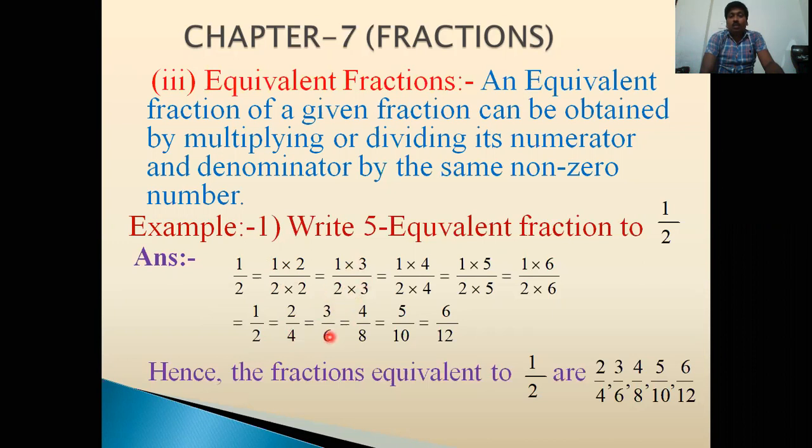2 into 3 is equal to 6. 1 into 4 is equal to 4. 2 into 4 is equal to 8. 1 into 5 is equal to 5. 2 into 5 is equal to 10. And 1 into 6 is equal to 6. 2 into 6 is equal to 12. In this way, the 5 fractions equivalent to 1 by 2 are 2 by 4, 3 by 6, 4 by 8, 5 by 10, and 6 by 12. These are the equivalent fractions.